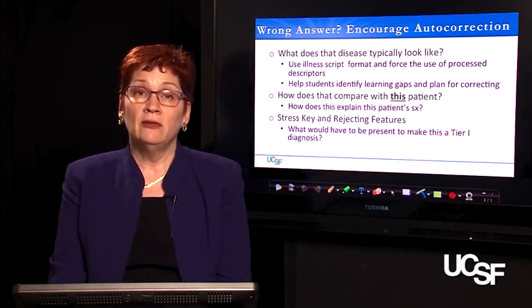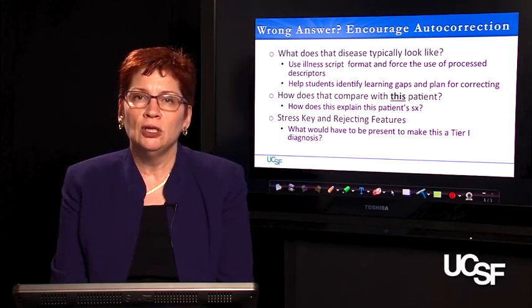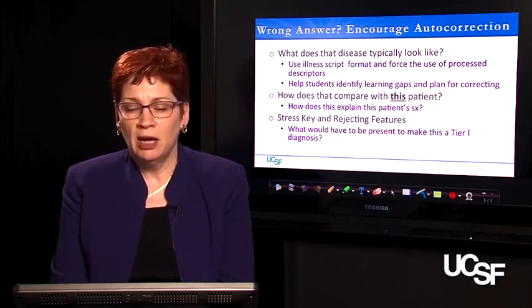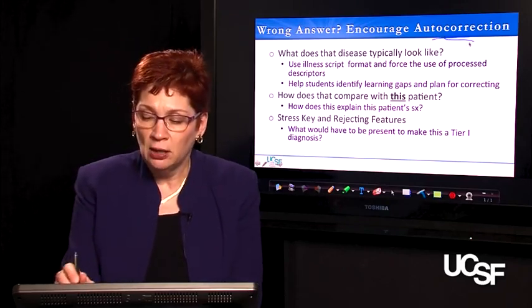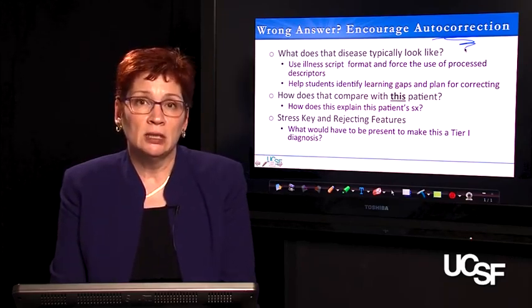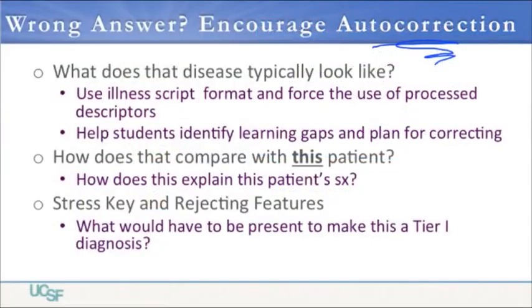Again, if they give you the wrong answer, rather than giving them the fish, teach them how to fish. And teach them how to fish by encouraging what I call autocorrection. So ask them, when they venture a disease that seems not likely, what does that disease typically look like? And force them to use the illness script format and the process descriptors. This helps the student identify their learning gaps and also plan to correct them.